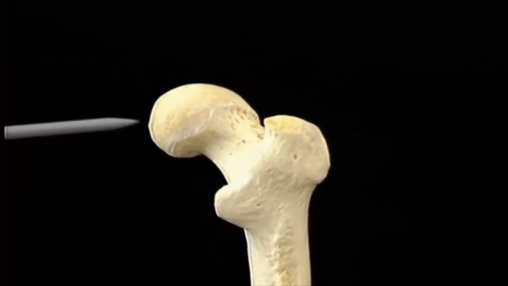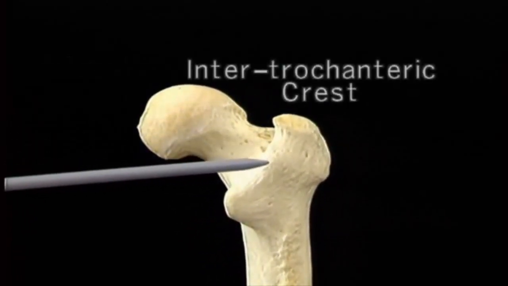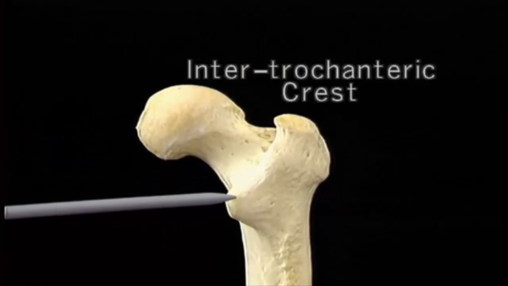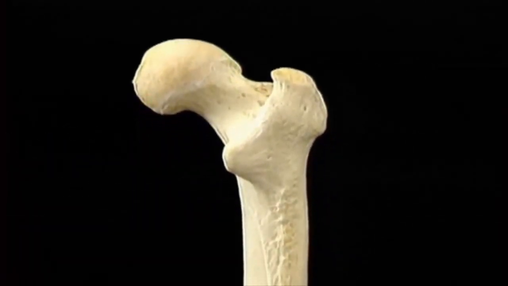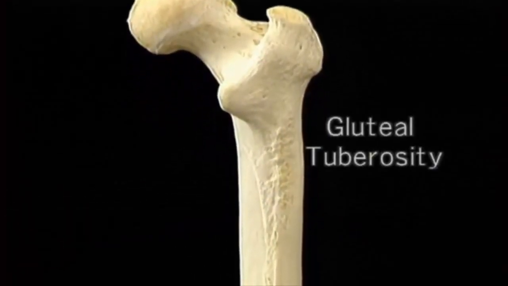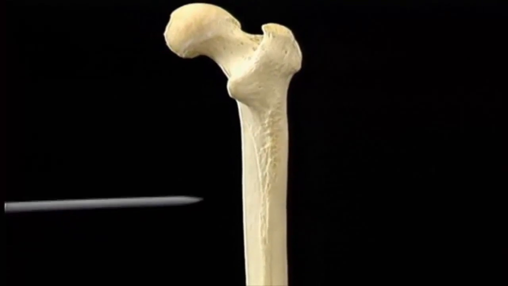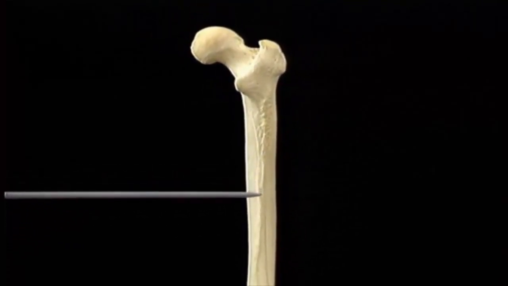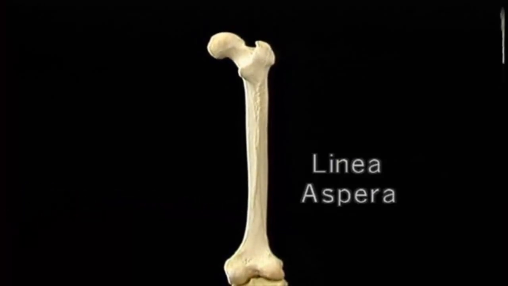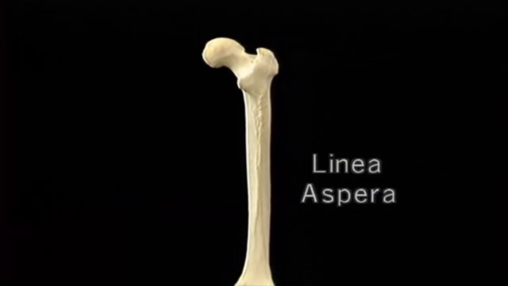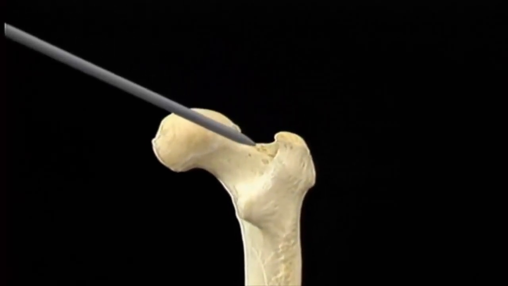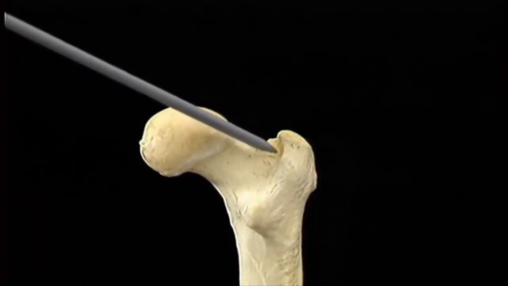On the back of the femur, this prominent ridge, the intertrochanteric crest, runs from the greater to the lesser trochanter. This broad rough area is the gluteal tuberosity. This rough line running down the shaft of the femur is the linea aspera. Many muscles have their origins or their insertions on the linea aspera, on the gluteal tuberosity, and in this hollow in front of the intertrochanteric crest.